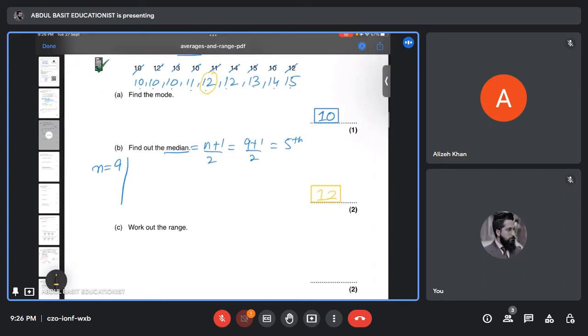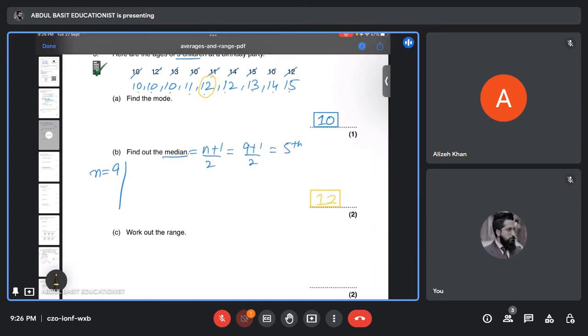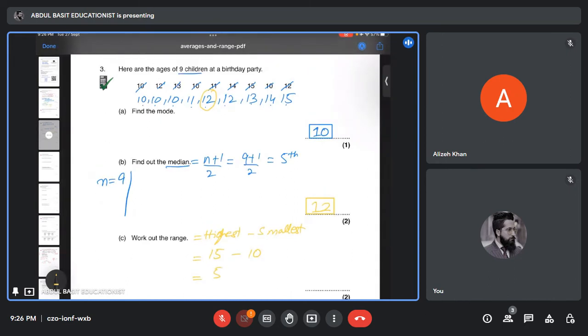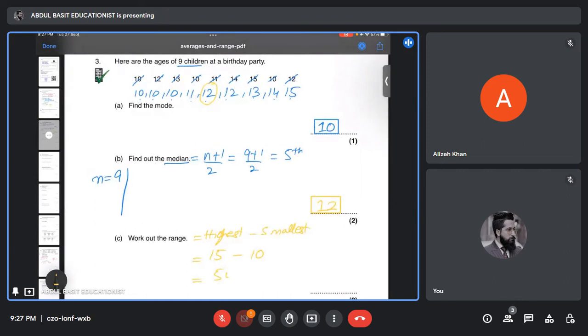Work out the range. Okay, range means highest minus smallest. The data is already arranged. So highest minus smallest. The highest value is 15 and the smallest value is 10. So that is 5. These are in years, so that is 5 years. That is the range of the data.